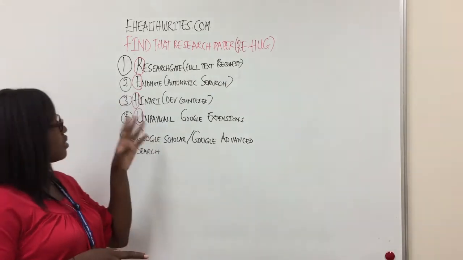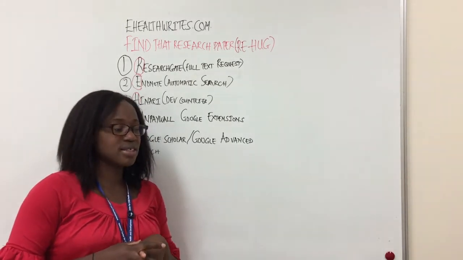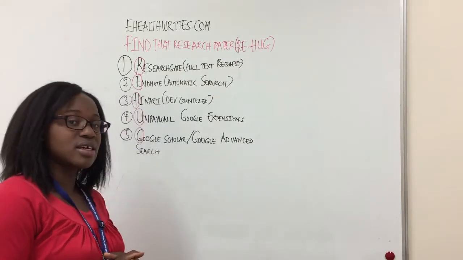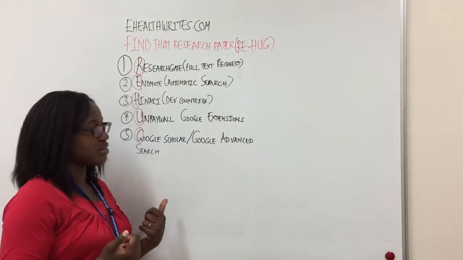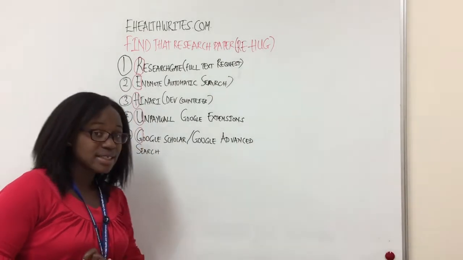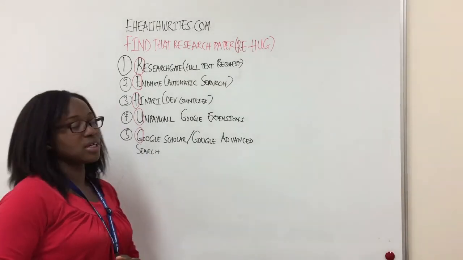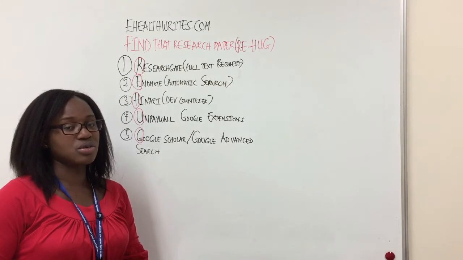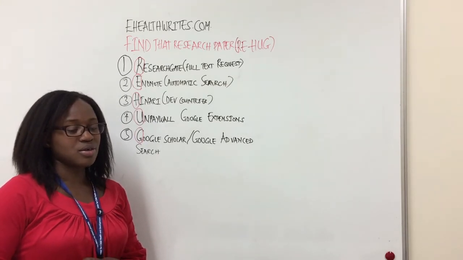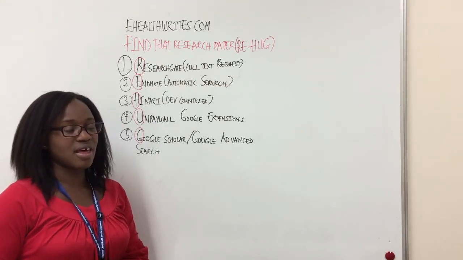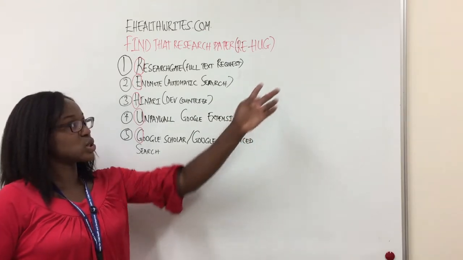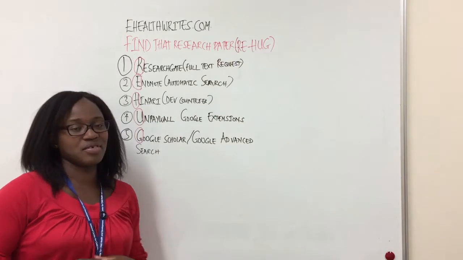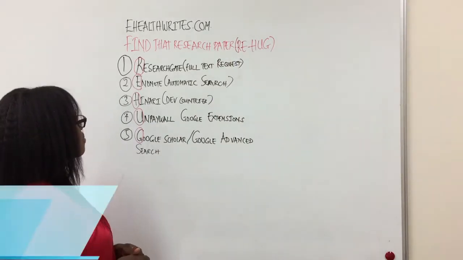So here I have summarized just five options that we can use to get research papers. What are these five options? ResearchGate, EndNote, Hinari, OnPaywall extension, and the Google search option. These five options have been summarized into the usual acronyms because I love acronyms. RE-HUG, right? So let's get into it.